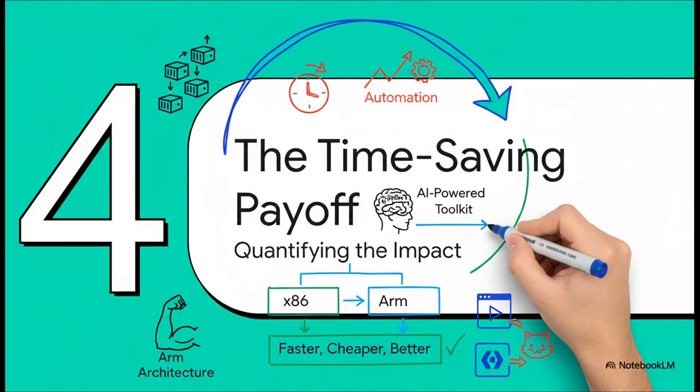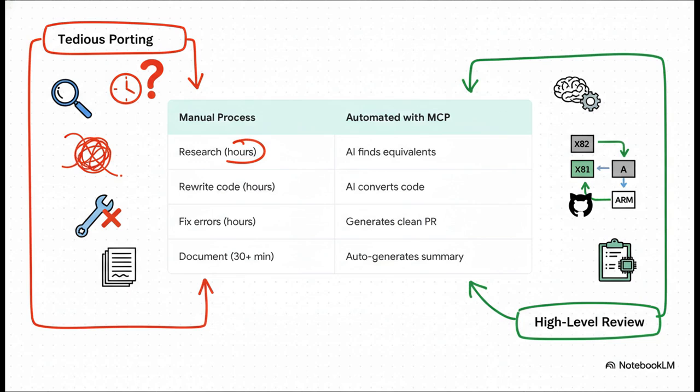Okay, so we've seen the how. Now for the most important part of this whole story. What's the payoff? What does all this slick automation actually get us? Let's break down the numbers. I mean, this comparison table says it all, doesn't it?